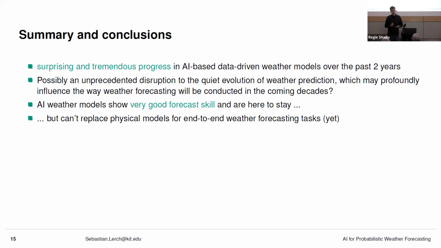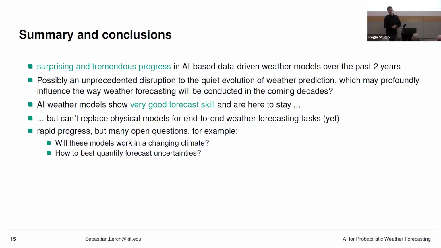As you have seen, these AI models provide very good forecast skill, and I believe that they are here to stay. But to be fair, one has to state that they can't really replace the physical models yet for end-to-end weather forecasting tasks. The reasons for this are a little bit more complicated, but essentially to generate these initial conditions on a three-dimensional grid, you would still use the physical model to collect all different kinds of information and then generate this gridded data set. There has been rapid progress, but I think there also are many open questions.